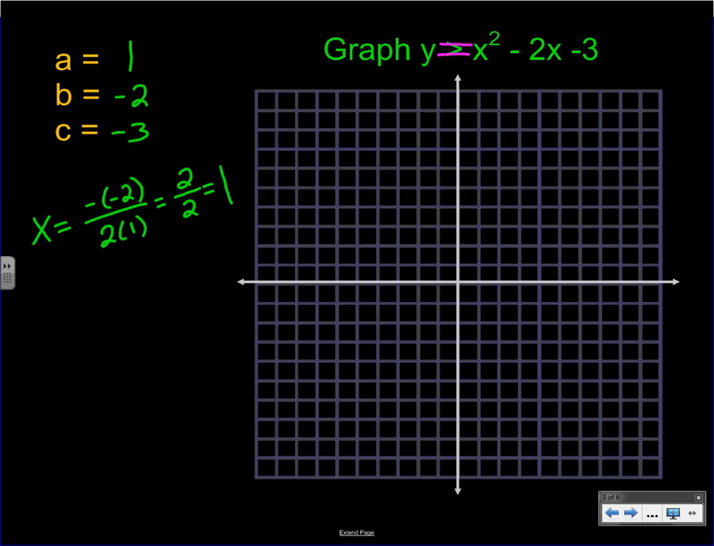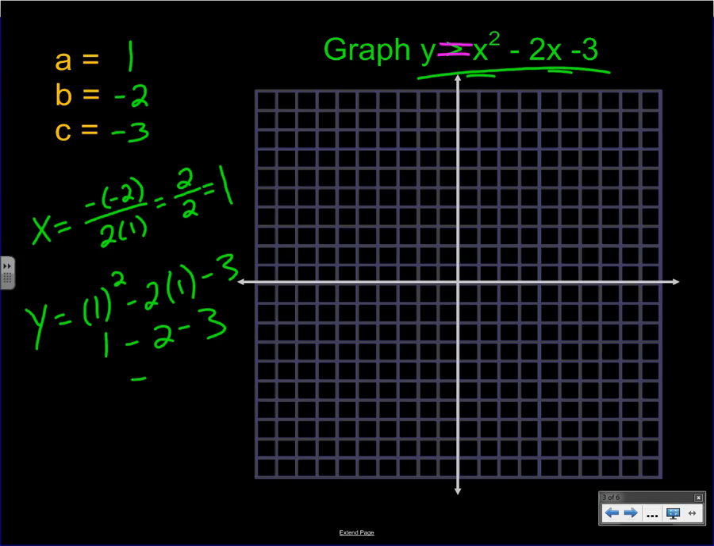Now, once we know what x is equal to, we plug it back into this equation for x. And once we plug it into that equation for x, we can solve for y. So y is equal to 1 squared. We're substituting in 1 for x. And so this is what we have. So work this out. And so y is equal to negative 4. And so our vertex should be 1, negative 4.